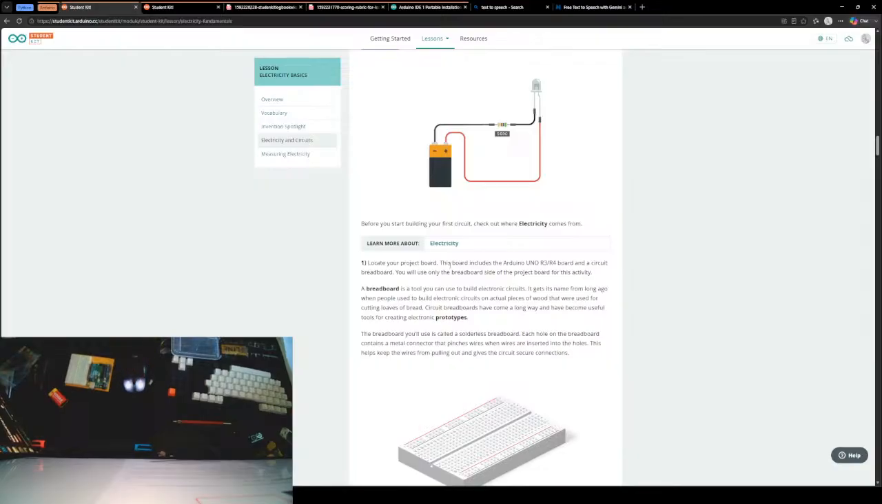This board includes the Arduino and the circuit board. You will only use the breadboard side of this project for this activity. So I don't need this wire that I brought out. Coolio.